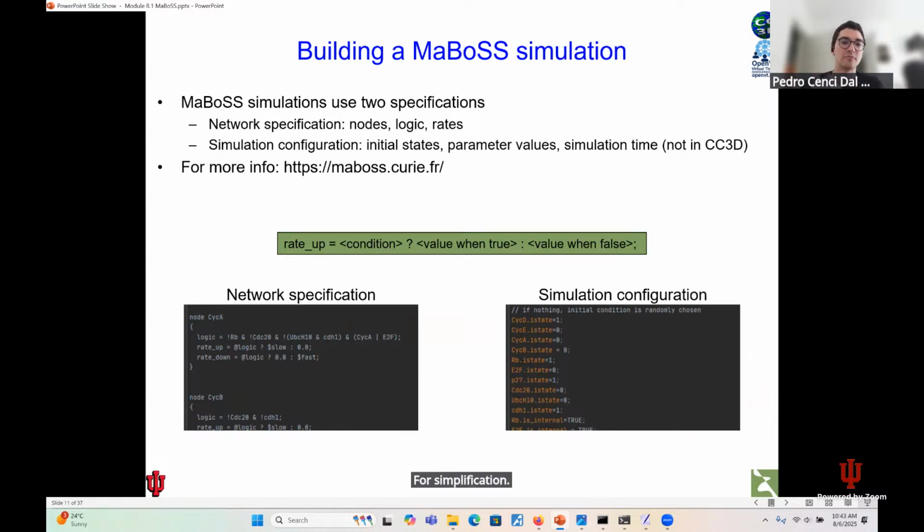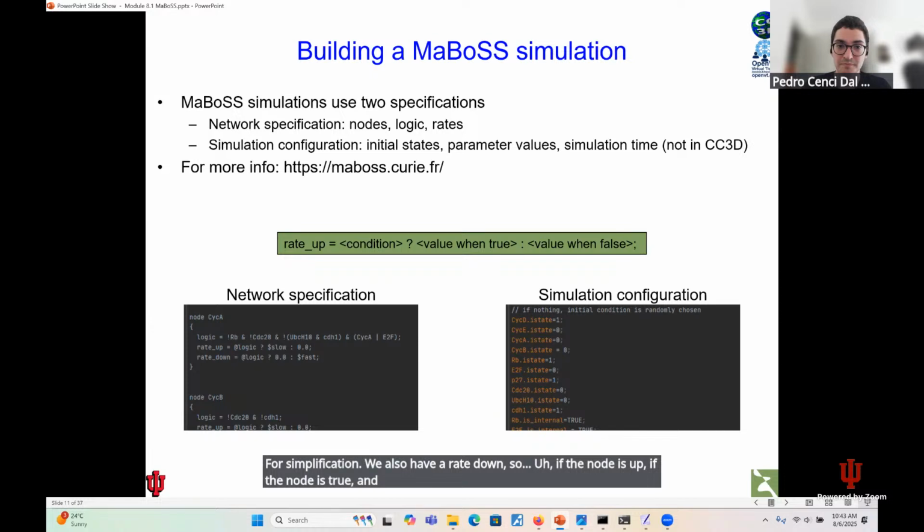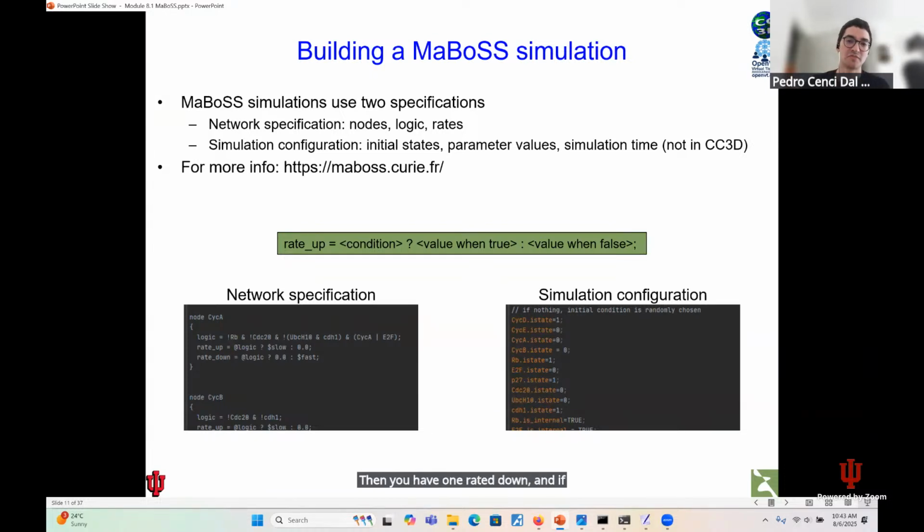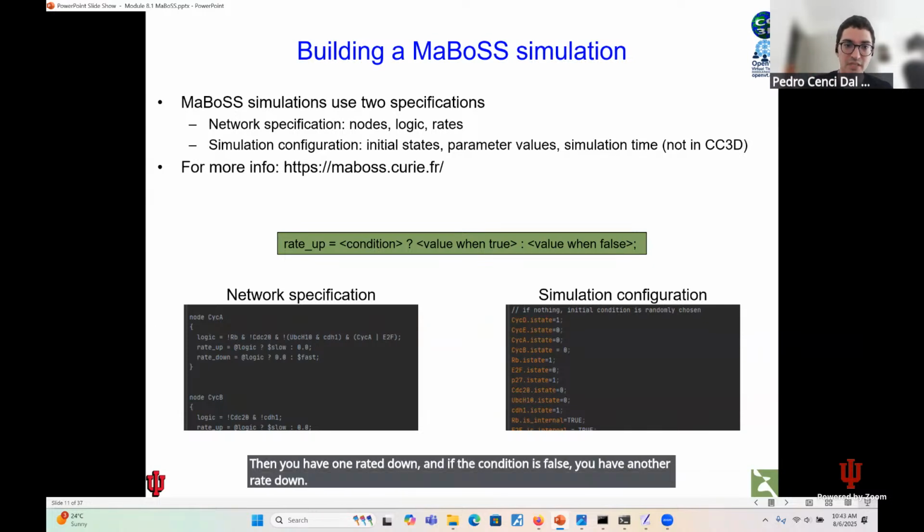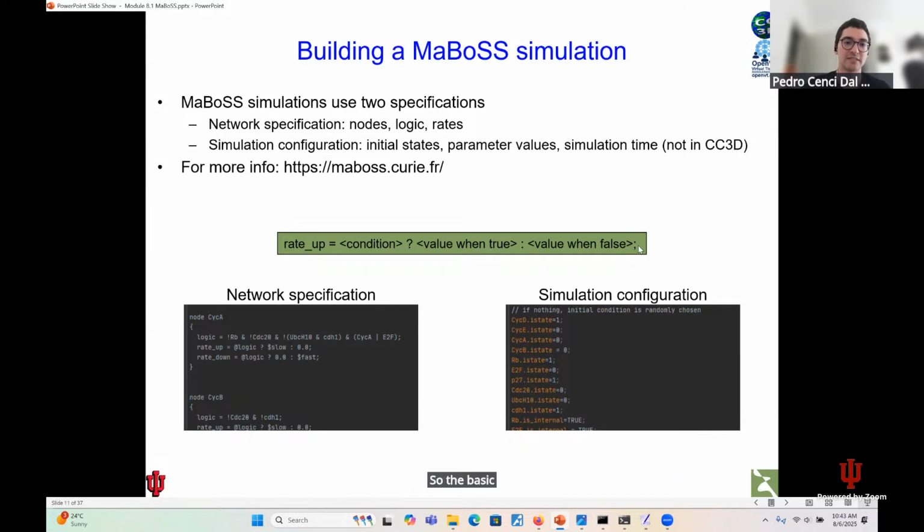We also have a rate down. So if the node is up, if the node is true and the condition is true, then you have one rate down. And if the condition is false, you have another rate down. So the basic structure of setting a rate is: rate up is given a certain condition, a certain rate up, and if the condition is false, another rate up. And similarly for rate down.